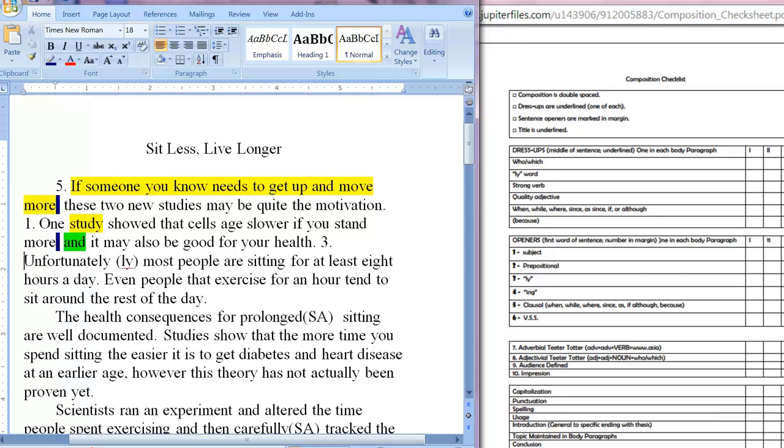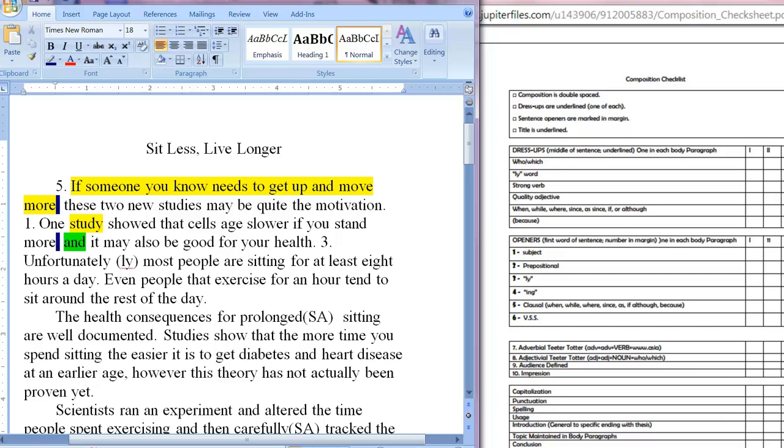And I'm looking at what type of opener this is. Even people that exercise for an hour tend to sit around the rest of the day. This isn't one of our 6 openers, so we're not going to mark it. We'll be talking about those type of sentences. It's actually, well, let's just go on.